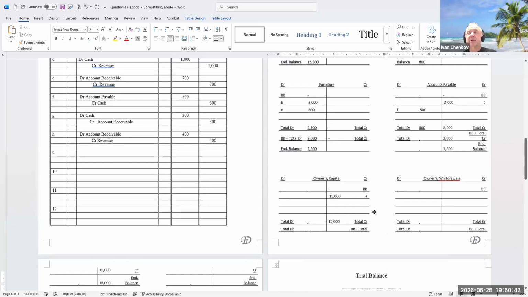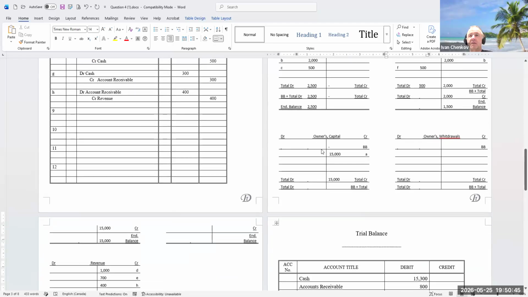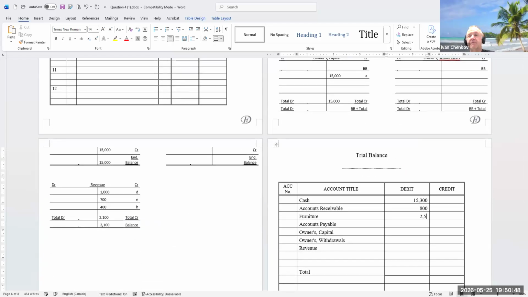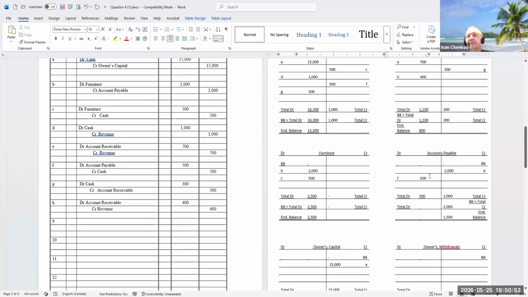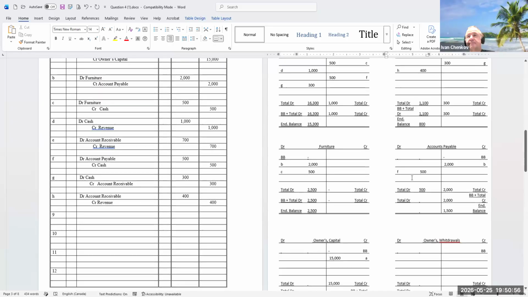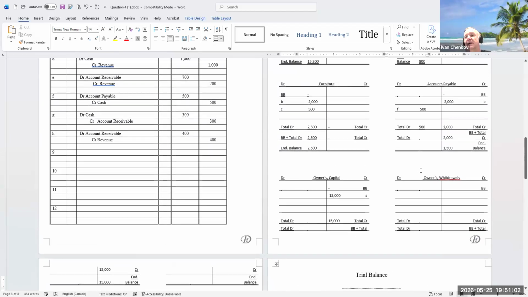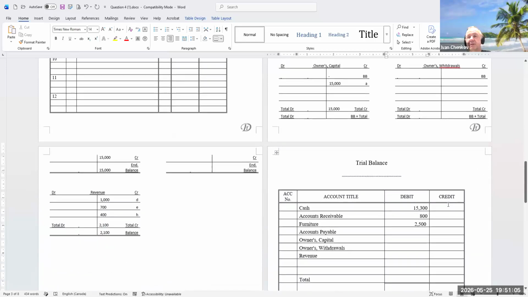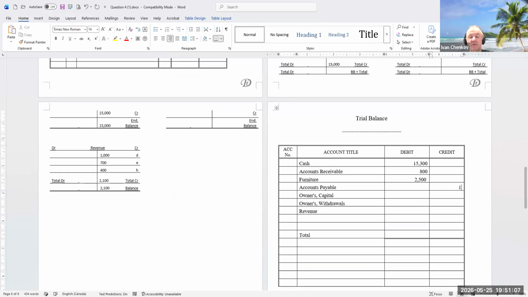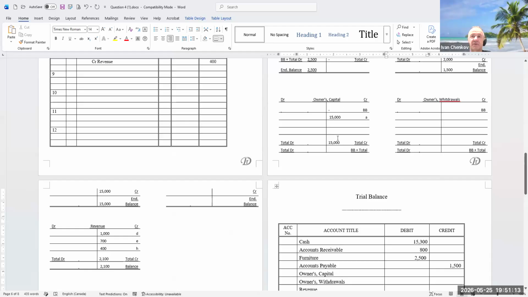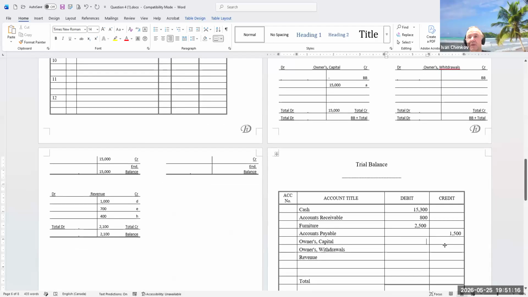Then we have furnitures. What happened with the furnitures? When we calculated the ending balance for the furnitures, it was $2,500. Then we have accounts payable. And the balance of the accounts payable left is 1,500. Now it's a credit balance. Why? Because it's a liability. So let's put this one here, 1,500 credit. Then we have the owner's capital, which is also a credit balance, 15,000, since it's equity. We already know the liability and equity normal balances are credit.